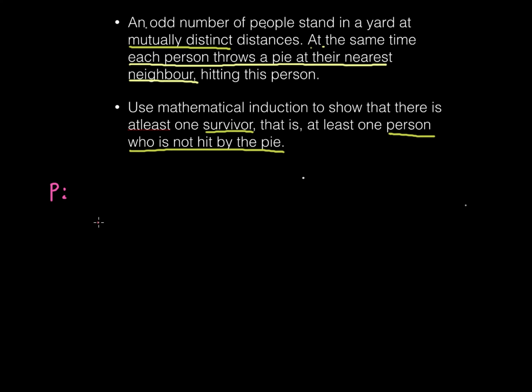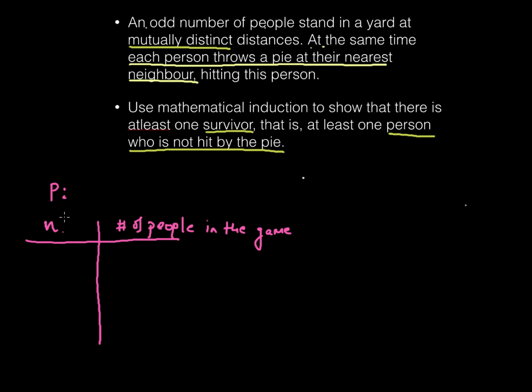If I draw two columns over here, the first column is just the integer n, and the second column is the number of people participating in this game. Let's make it clear that n does not represent the number of people. n is just an integer that happens to satisfy n greater than or equal to 1. It means that n can take on values 1, 2, 3, 4, and so forth, going up to positive infinity.